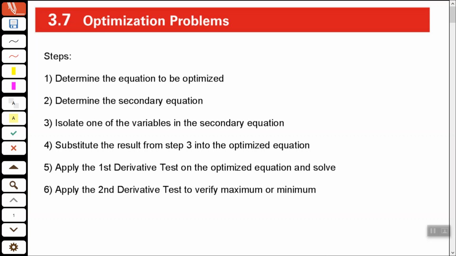Hope all is well. In this video, we're going to look at optimization problems. So you may want to pause the video here and write down these steps. All right, so step one, we're going to determine the equation to be optimized, maximum or minimum. Then we're going to determine the secondary equation. We're going to isolate one of the variables in the secondary equation, substitute the result from step three into the optimized equation, apply the first and second derivative tests.